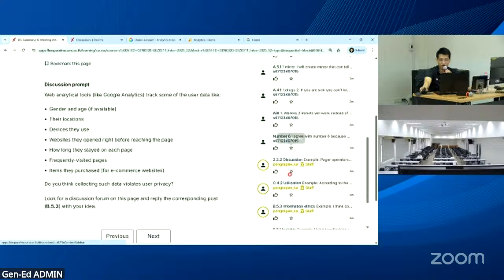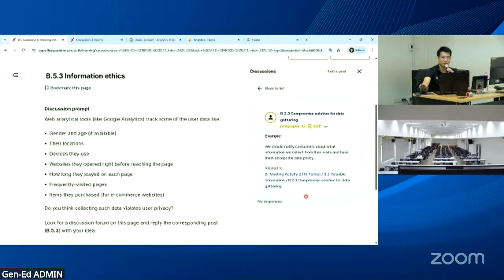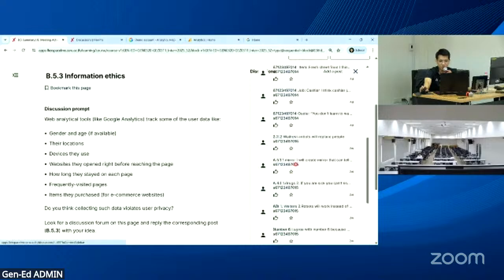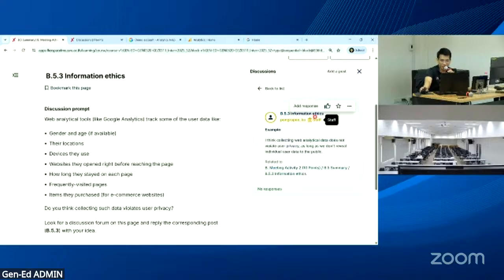Let's see, B.5.1, this one. Nope, B.5.3, sorry. Okay, and respond to these threads. Now, whether you think collecting the data using web analytical tools violates user privacy or not. Oh no, sorry, this is B.2, my fault. B.5.3, this one, okay. Information ethics, B.5.3.